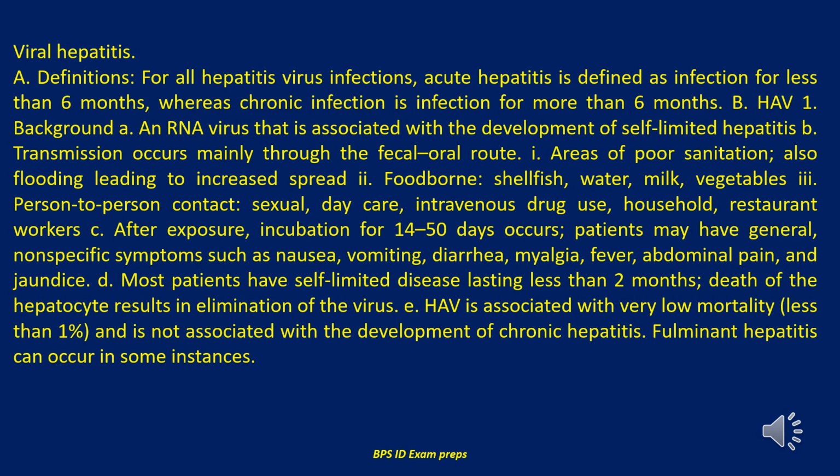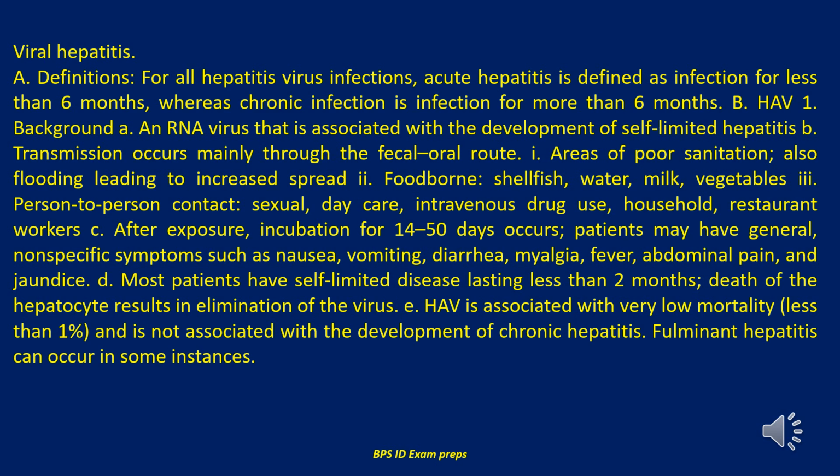1. Regarding its background: A. It is an RNA virus that is associated with the development of self-limited hepatitis. B. Its transmission occurs mainly through the fecal-oral route. 1. It is common in areas of poor sanitation. Flooding can lead to increased spread. 2. It can also be foodborne through consumption of shellfish, water, milk, and vegetables. 3. Person-to-person contact, which may be sexual, at daycare centers, via intravenous drug use, in households, and through restaurant workers.